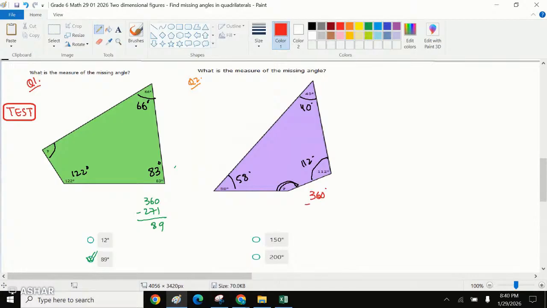See, 122 plus 66 plus 83 is 271. So when you subtract 271 from 360, it comes out to be 89. Right? It comes out to be 89. It cannot be 99. Maybe a typing error. Okay. And what about this? 58 plus 40, 112. It comes out to be 210. When we subtract, we are left with, yes, Prinsley, we are left with 150.